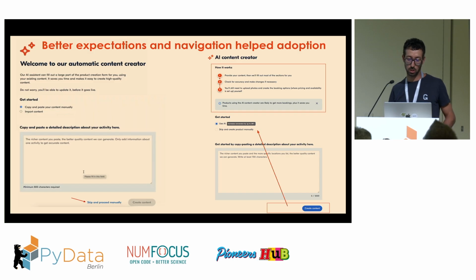And also we moved the skip and proceed manually button from the bottom of the page to the top, leaving the create content button blue. This might seem like a small change, because it's just a bit changing how the user clicks, but it has a drastic effect on how the user decides to use AI or skip manually. So that's a testimony of how UX can be important for a project like this.